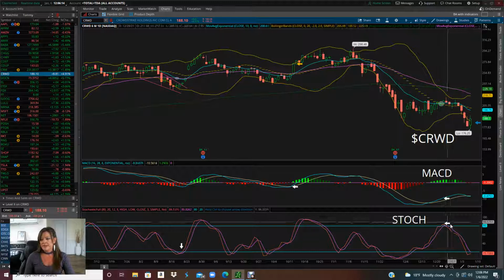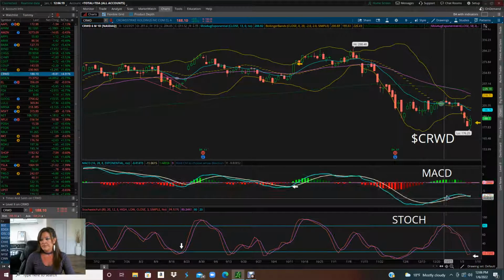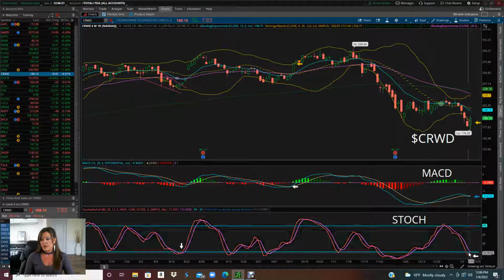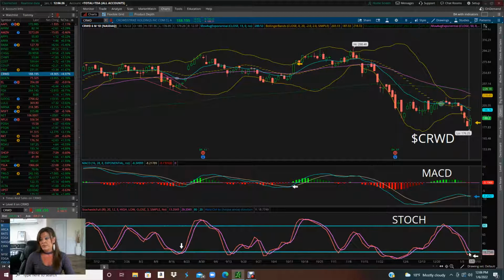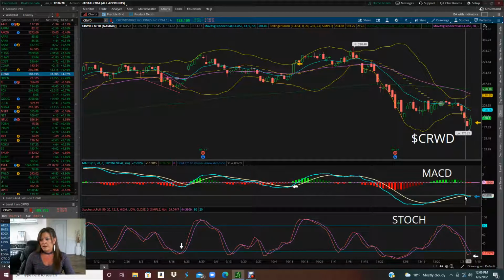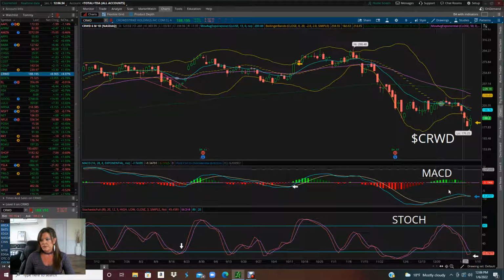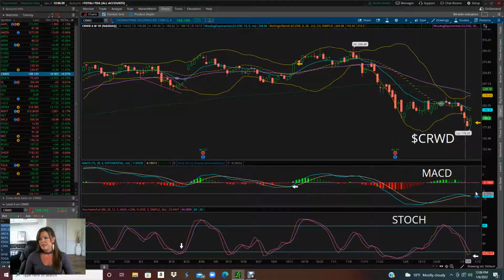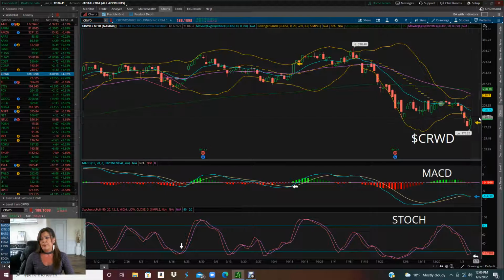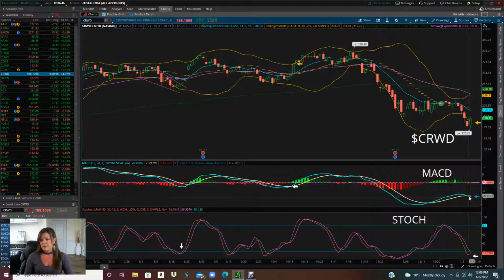And as you see, the stochastics is starting to turn right here at the 20 line. So that's starting to show a little bottom, but this MACD's not really telling me anything. Look, this is well below the center line. This needs to race above the center line. It's not. So even if it does, it might just chop around here. It might not make any huge moves. I don't know, based off this MACD.